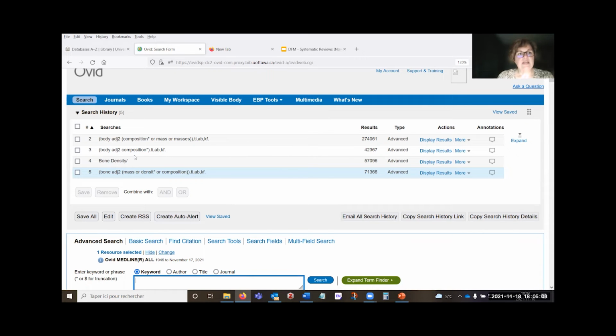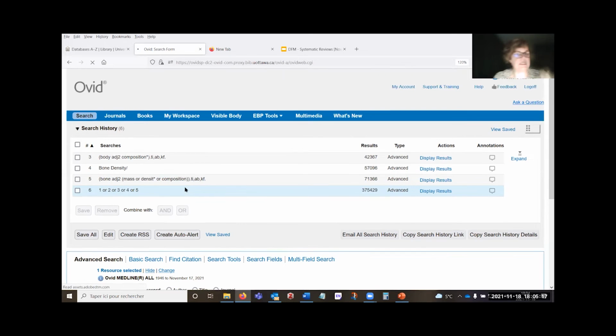Okay, so let's say I'm good with these, pretending I'm done with this whole concept of body composition, even if I'm not. Usually you would OR these, and there are different ways to do it. Okay, why do I do OR? So I'm just going to do it and explain.